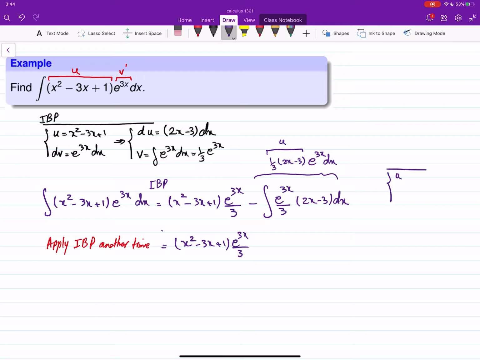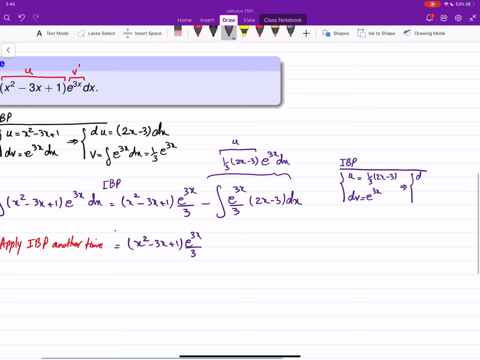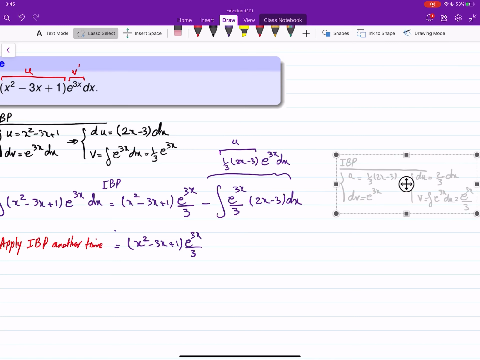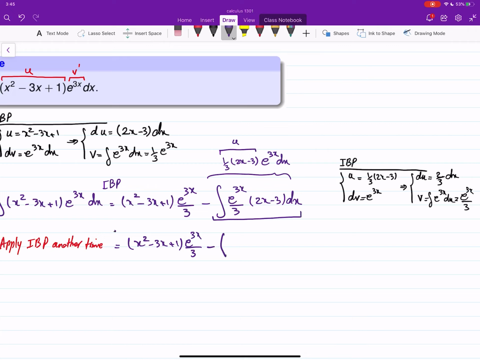So u, this is again IBP preparation. U is 1/3 of 2x minus 3. dv is e to the power 3x. And from there, you see that du is going to be 2/3 dx. And v is going to be the integral of e to the power 3x dx, which is e to the power 3x over 3. So that is the preparation for the second IBP. And now I'm ready to move to applying IBP another time, minus. So this whole thing here, now I'm applying IBP another time.